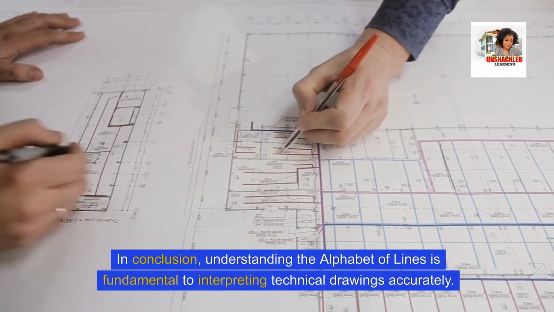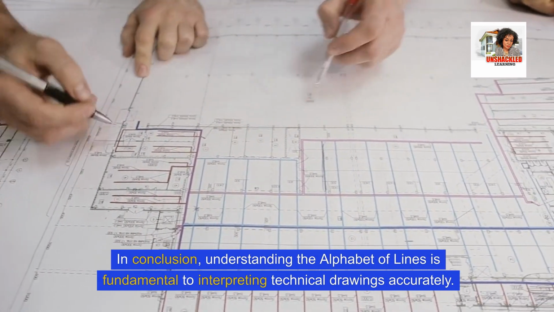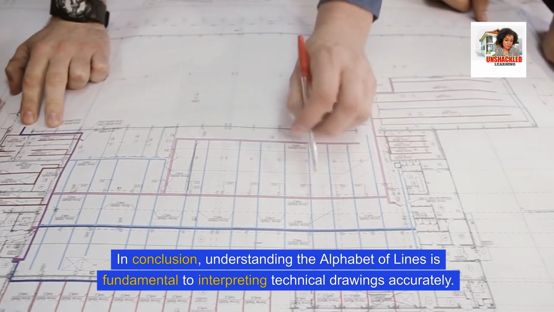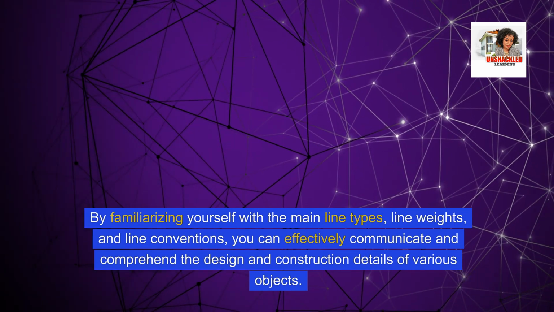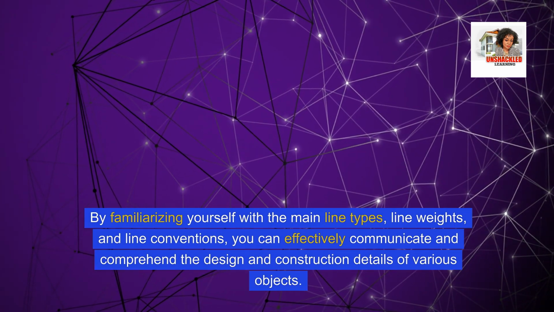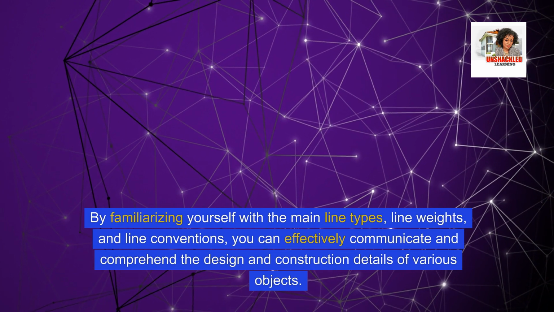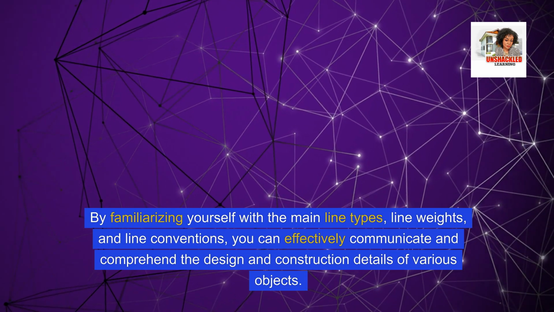In conclusion, understanding the alphabet of lines is fundamental to interpreting technical drawings accurately. By familiarizing yourself with the main line types, line weights, and line conventions, you can effectively communicate and comprehend the design and construction details of various objects.